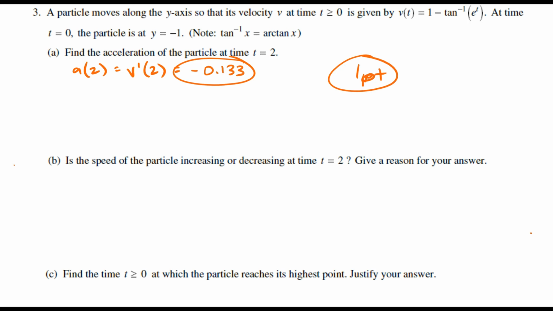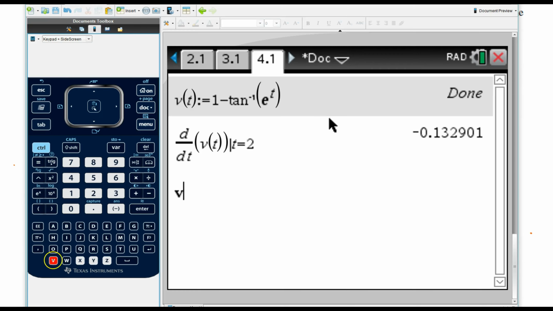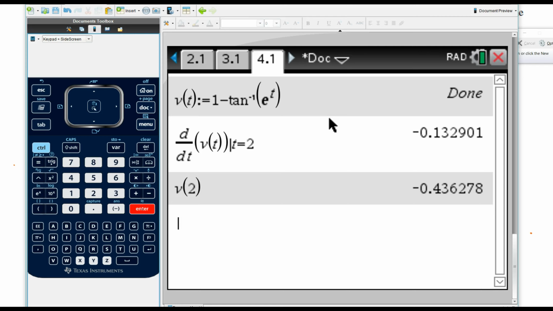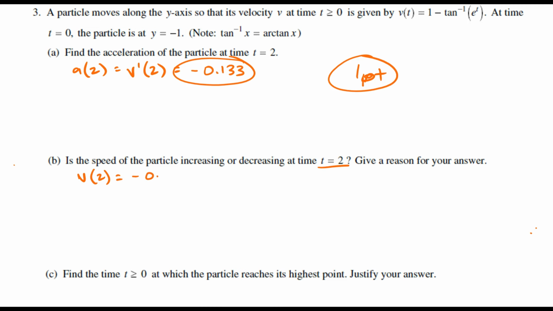Is the speed of the particle increasing or decreasing? Well, I know the acceleration at 2 seconds, but I don't know the velocity at 2 seconds. So I'm going to very quickly evaluate the velocity at 2 seconds. So I'm going to evaluate v of 2, and I'm going to get negative 0.436. So what do we see here? So we know that a of 2 is less than 0.